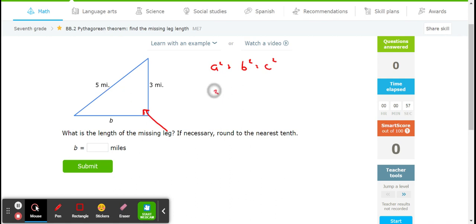All right, so A squared, 3 squared plus B squared equals C squared, 5 squared. 3 squared is 9. B squared equals 25. And we'll subtract 9 from both sides. So we get b squared equals 25 minus 9 is 16. And square root both sides. So b equals 4. Okay, so that's what's going to go right here.